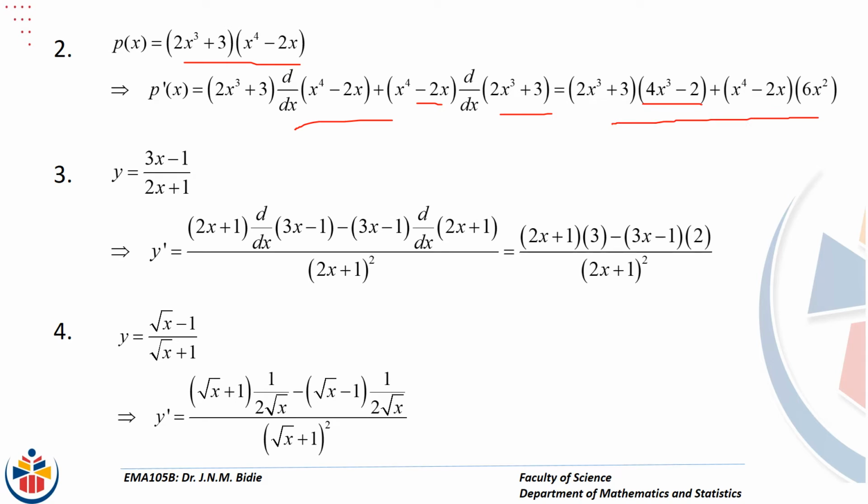Then number 3. Now here we see a quotient of two functions, 3x minus 1 in the numerator and 2x plus 1 in the denominator. Remember, for the quotient rule is denominator up first. So you take the denominator up, multiply that by the derivative of the numerator minus the numerator times the derivative of the denominator. All of this must be divided by the denominator squared.